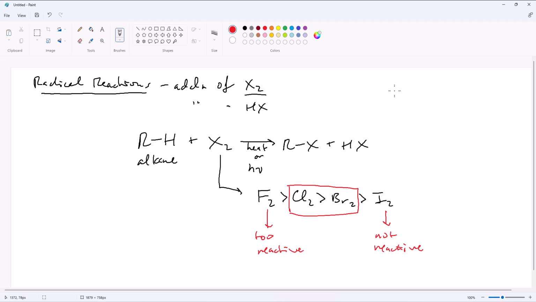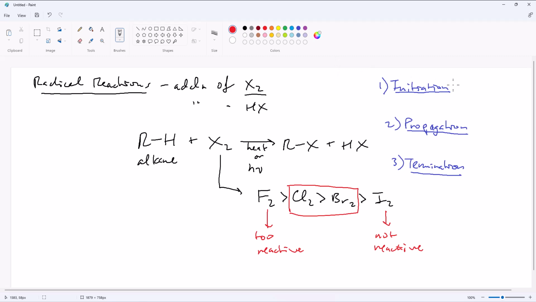So there's three steps when we talk about a reaction mechanism for radicals. The first one is going to be called initiation. The second one is going to be called propagation. And the third one is going to be called termination. And each of these steps has distinctive features that distinguish one step from another.